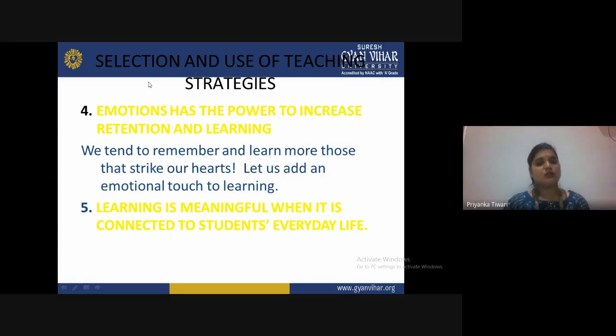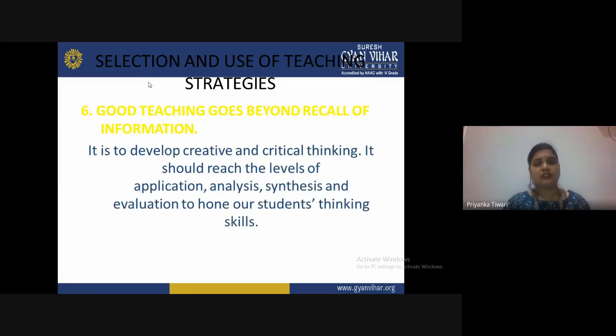Learning is meaningful when it is connected to students' everyday life. Good teaching goes beyond recall of information. It is to develop creative and critical thinking. It should reach the levels of application, analysis, synthesis, and evaluation to hone our students' thinking skills.